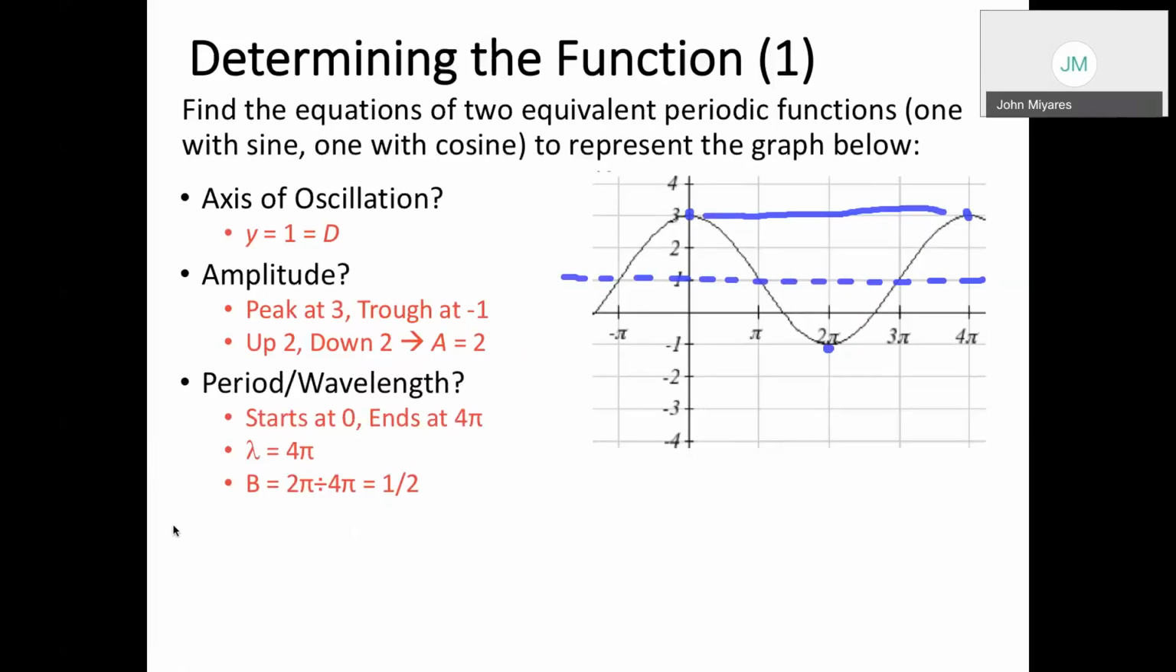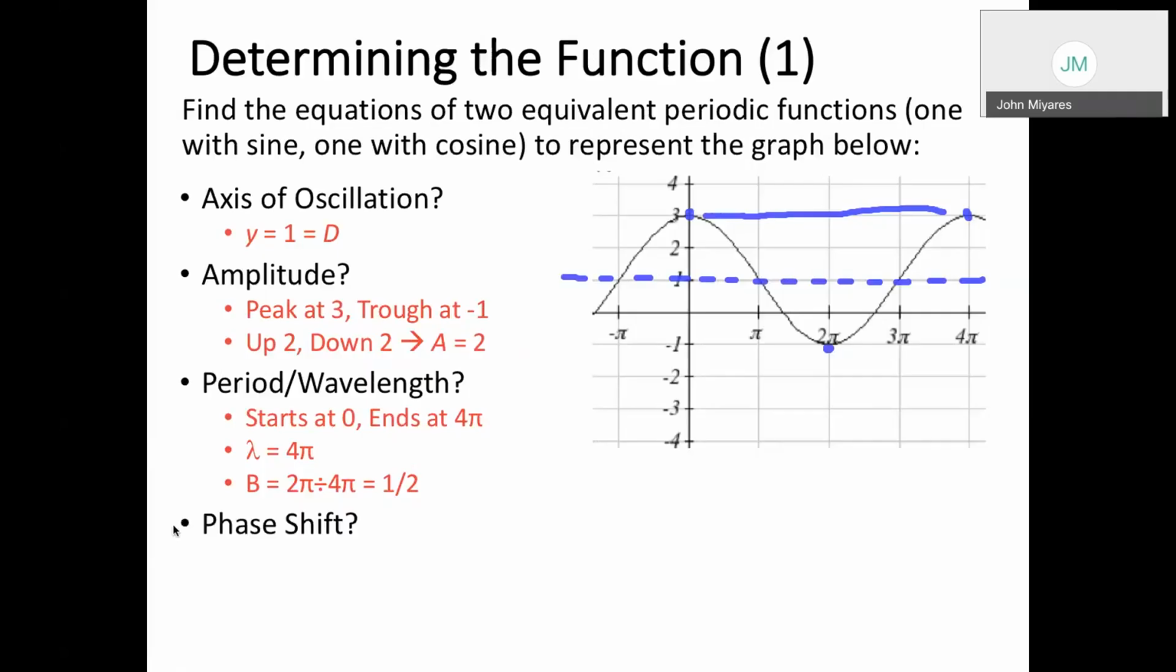Again, the frequency of the graph, B, tells us how many cycles I can fit horizontally between 0 and 2 pi, which you should be able to see here is since the entire wavelength is 4 pi, we're only fitting half the wavelength between 0 and 2 pi.